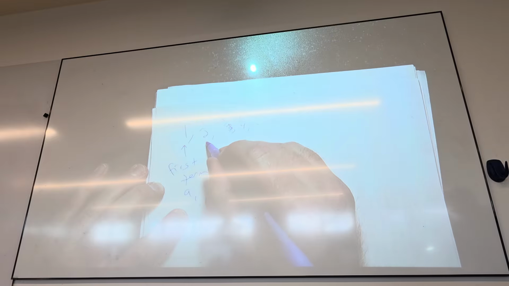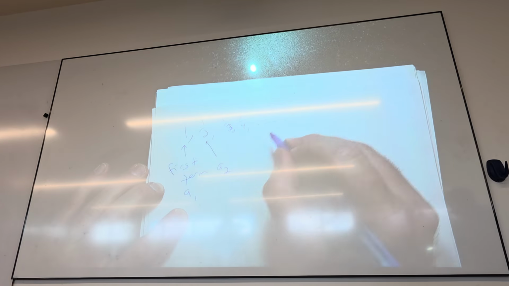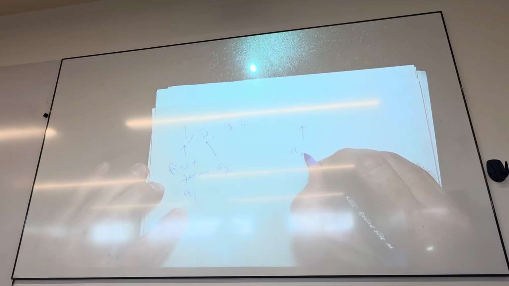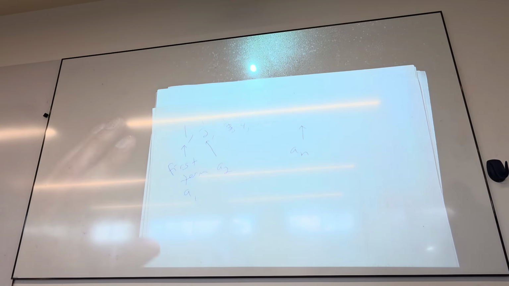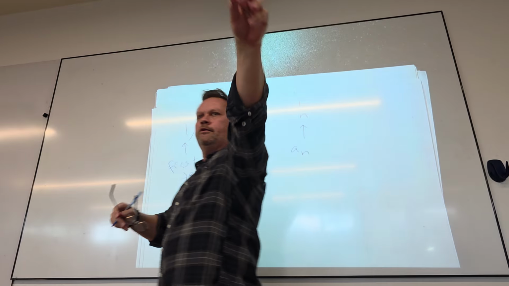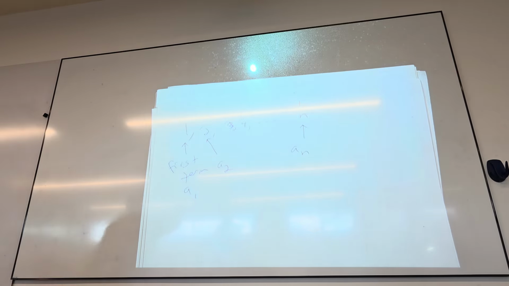What would that be? A2. So what would AN be? 1 over n. Okay, so we have an idea of a sequence of numbers. You guys got it exactly right. There must be some kind of a pattern. The pattern itself could change, but it has to change in a regulated way.